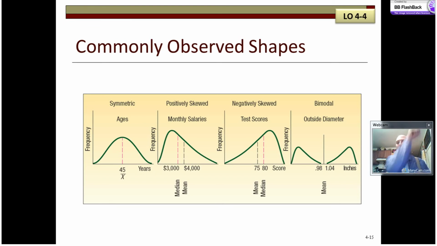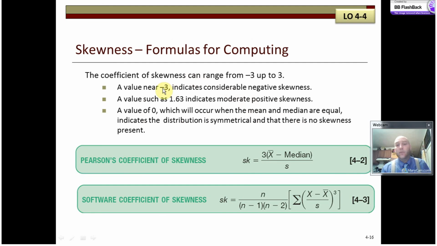If you have something that peaks over here and trails off towards your negative side, a big peak over here that trails off negatively, that would be close to -3. So -3 is considerable negative skewness, +3 is considerable positive skewness. Note that doesn't mean that a low value like -3 indicates little skewness. No, it indicates a lot of skewness in the negative direction. A value near 0 will indicate no skewness. A value such as 1.63 indicates moderate positive skew.